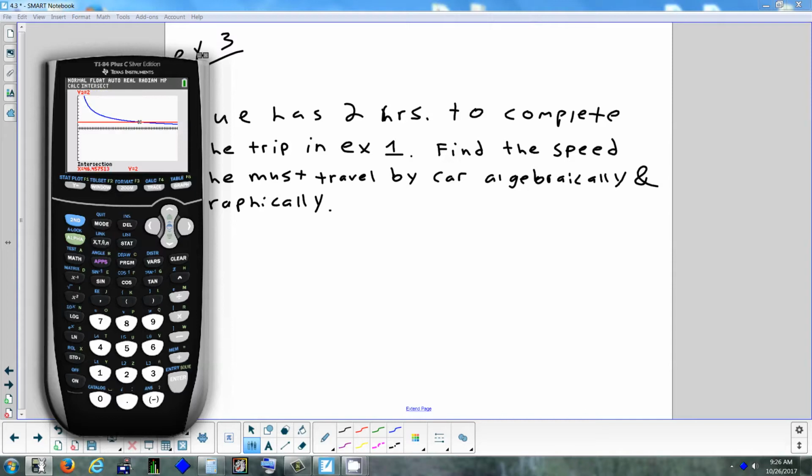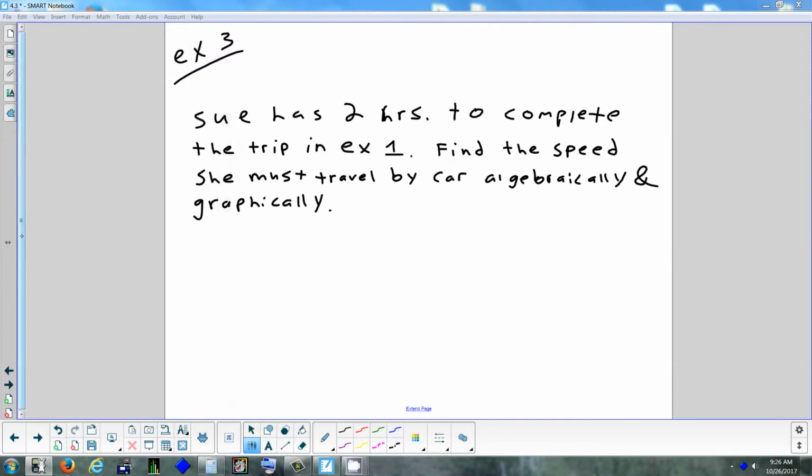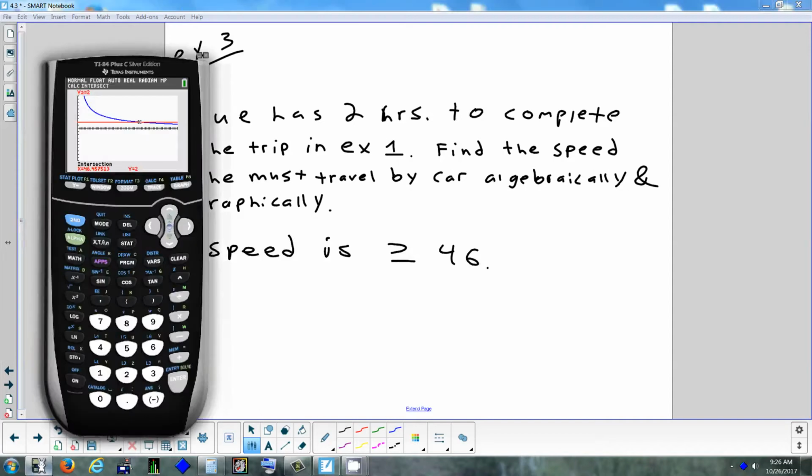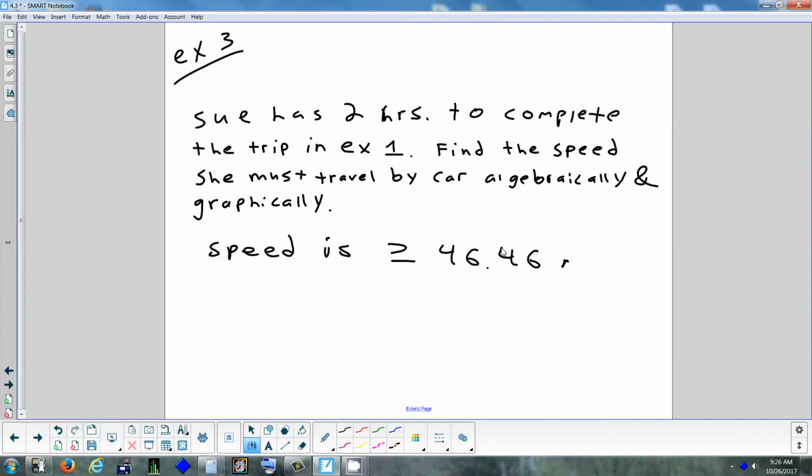Okay, she can't go less than that speed because if she goes slower, then her trip is going to take longer. But if she has 2 hours to complete the trip, graphically, she has to go at least 46.46 miles per hour. Okay, so speed is greater than or equal to 46.46.